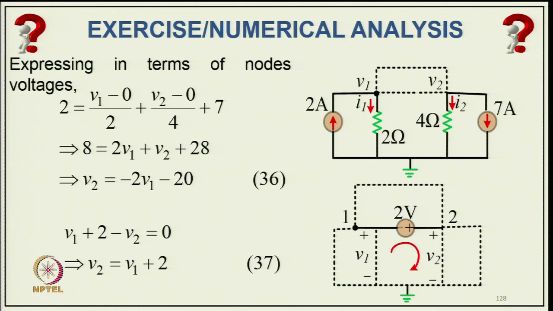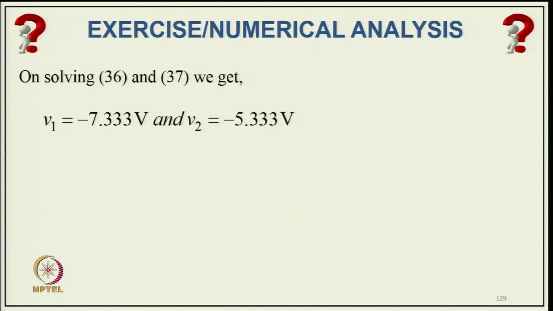So, expressing in terms of the nodes, the 2 volt equals V1 upon 2, plus the current going to V2, minus 0 by 4 plus 7. So, that comes as one equation: 8 equal to 2V1 plus V2 plus 28, and V2 equal to V1 plus 2 from this circuit, and from which you can solve it. So, V1 comes to minus 7.33 and V2 comes to minus 5.33 volt.